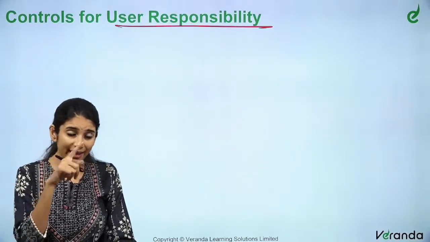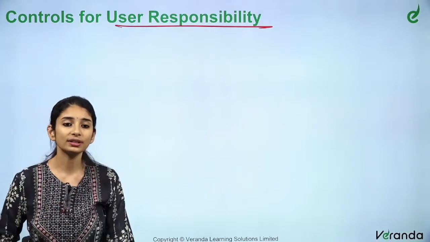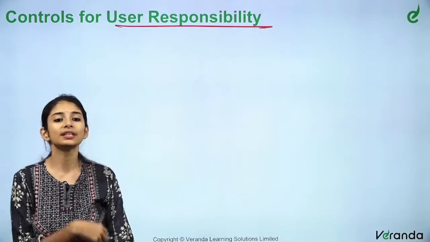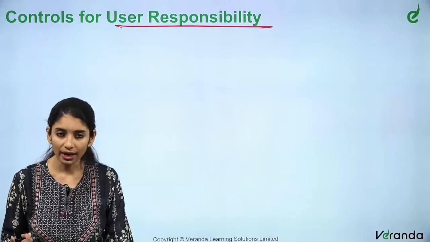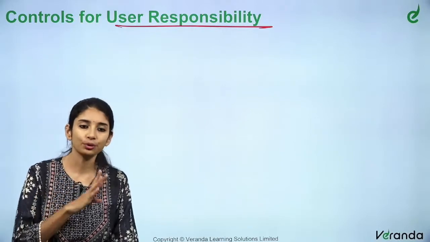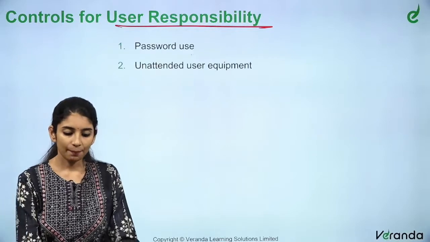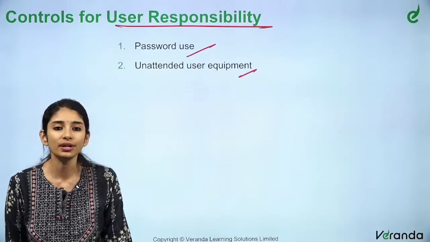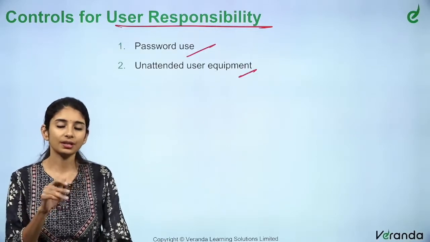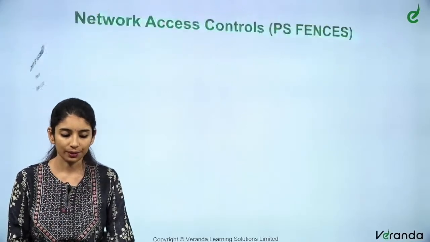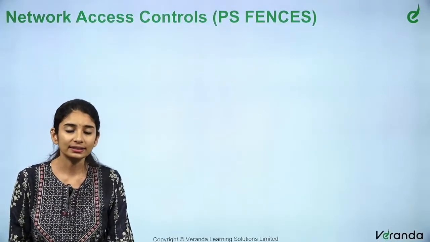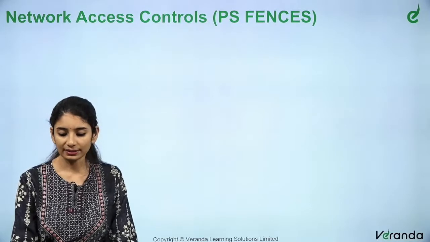Controls for user responsibility. Now, that was user access. This is his responsibility. What is his responsibility? His responsibility is to keep his password very strong, and to shut his computer when he is moving away from his terminal. Password use, unattended user equipment. When he is away from the computer, he needs to lock that computer. Clear?